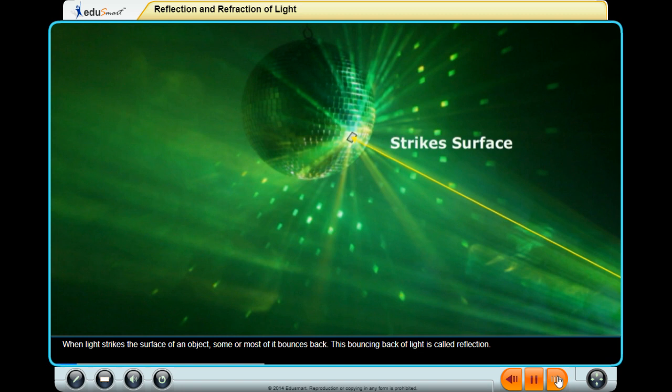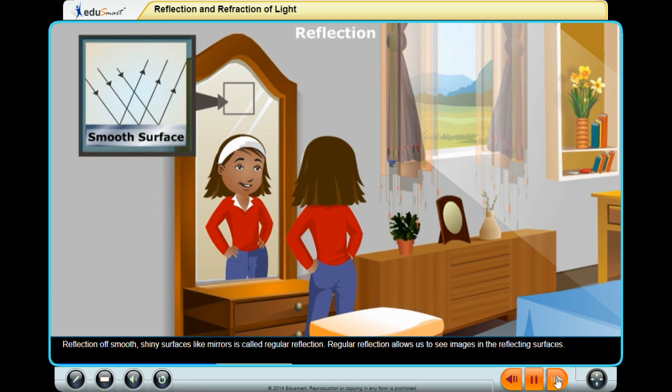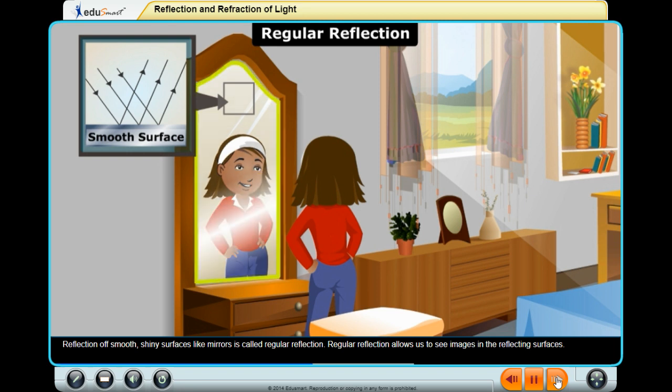When light strikes the surface of an object, some or most of it bounces back. This bouncing back of light is called reflection. Reflection off smooth, shiny surfaces like mirrors is called regular reflection. Regular reflection allows us to see images in the reflecting surfaces.